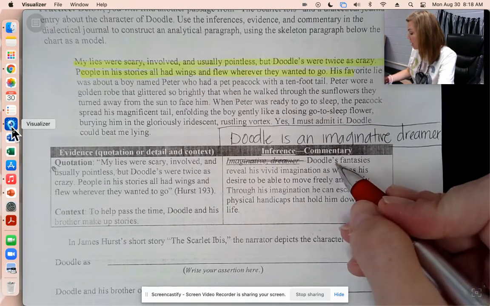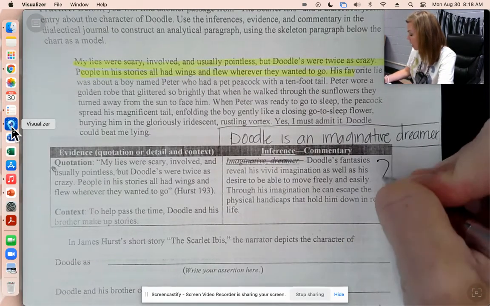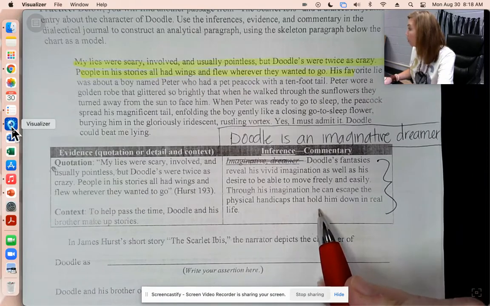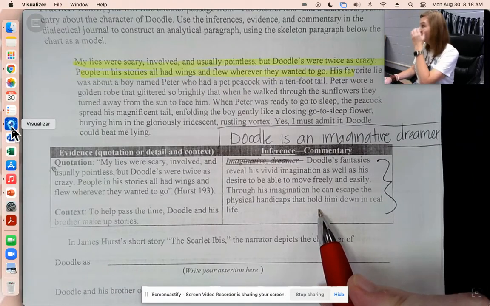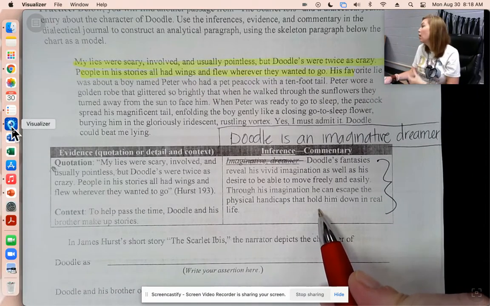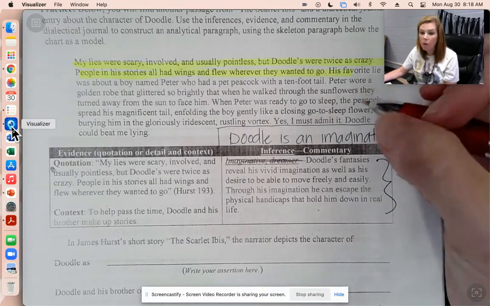Now, this right here is the commentary. Okay, all of this. And notice how it's multiple sentences. This is what I told y'all, because this commentary is going to turn into your paragraph or an essay. So it's very important for you to get this.